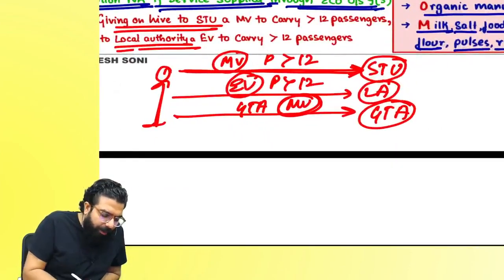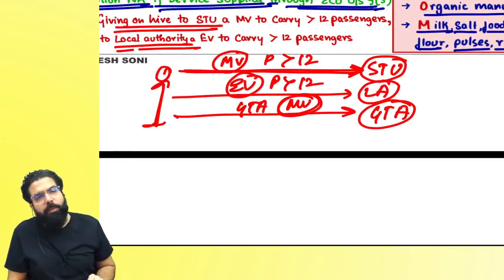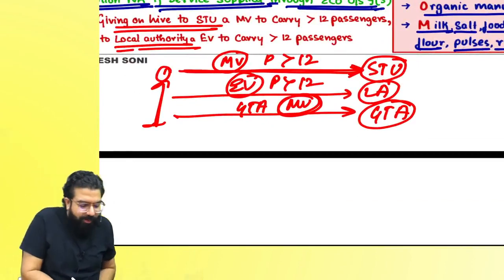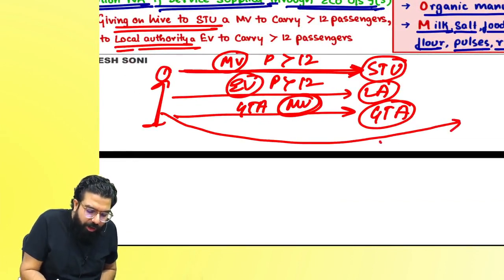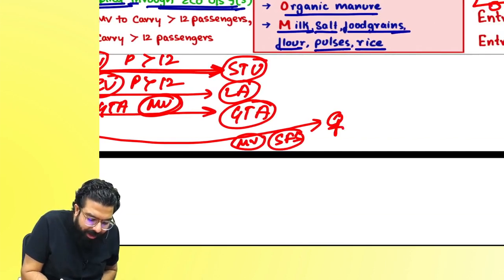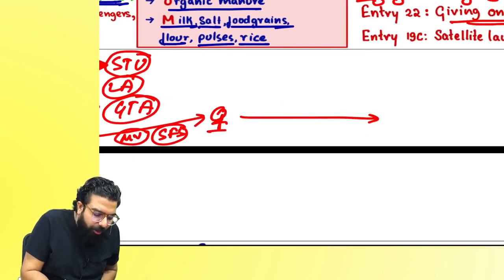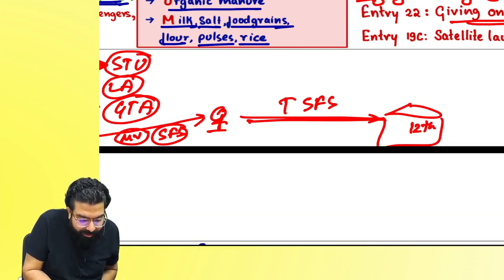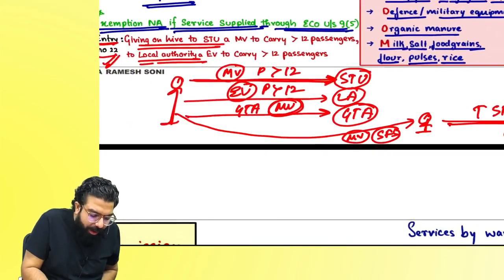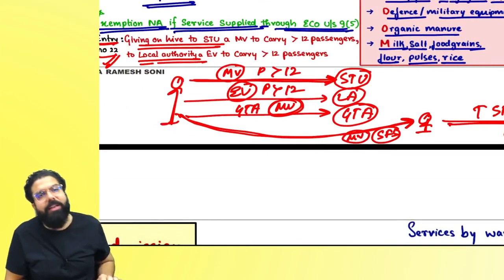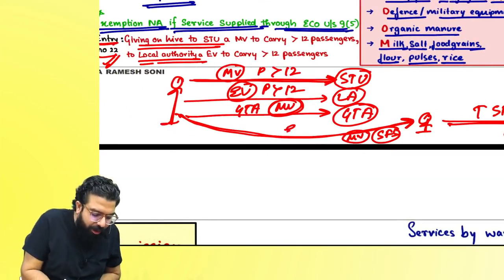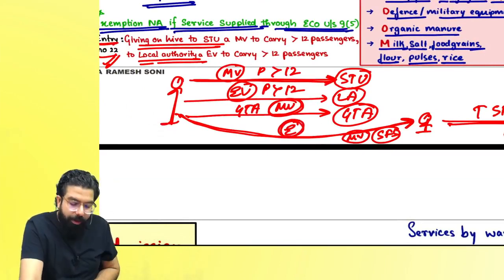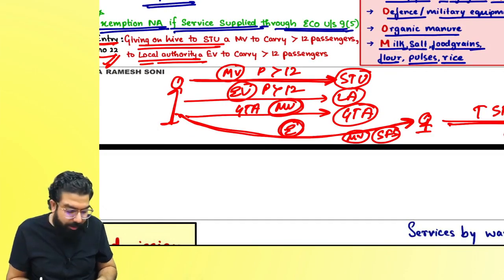Right, everyone? When you are reading entry number 22 in your book, there is one more point over there. If you are giving a motor vehicle for transportation of students, faculty and staff to a person who provides such transportation services to a school up to 12th, then because his services are exempted, when you give him the motor vehicle for carrying the students, faculty and staff, your service will also be exempted. Are we clear, everyone? Yes, sir. Let's go ahead.